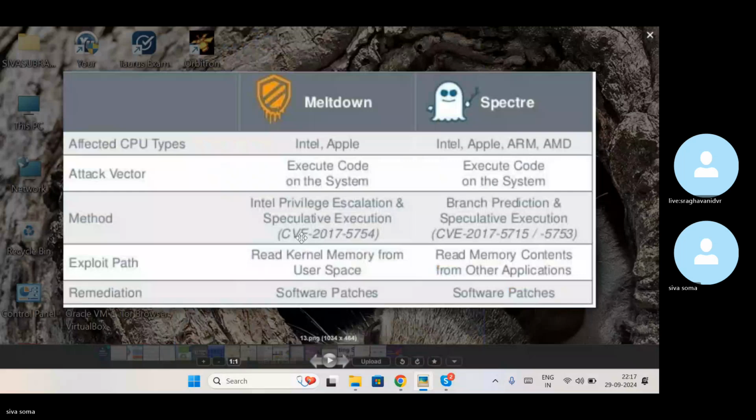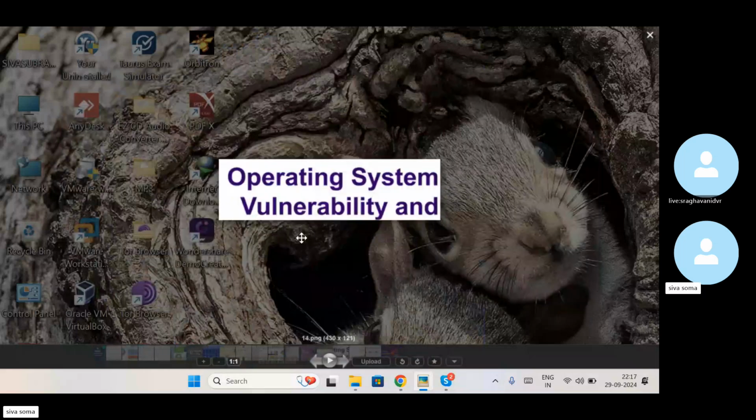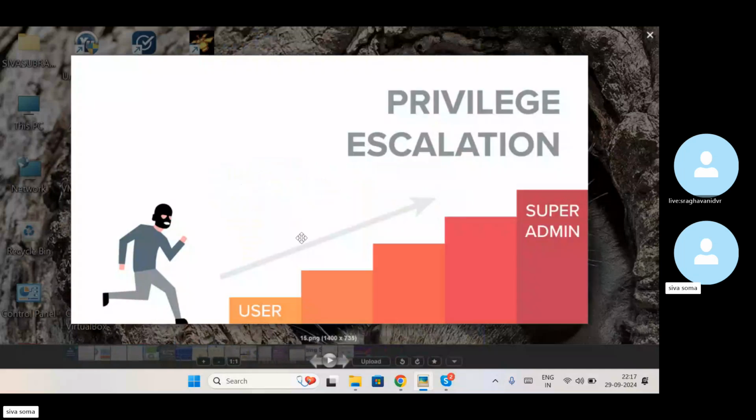The most famous ones, right? The next topic is operating system vulnerabilities. The first one is privilege escalation. Privilege escalation is when you are a normal user, but you are able to access super user, root, or admin privileges.